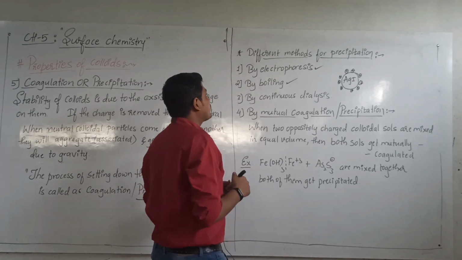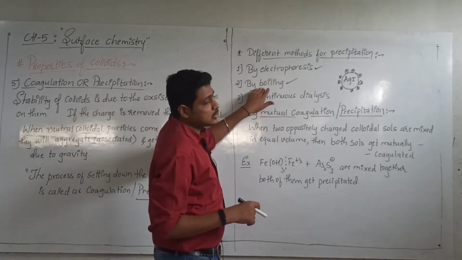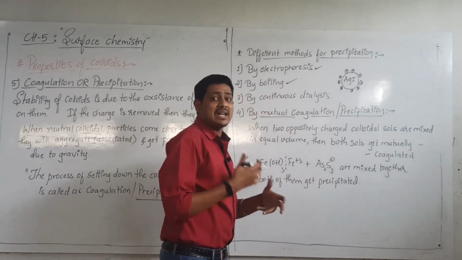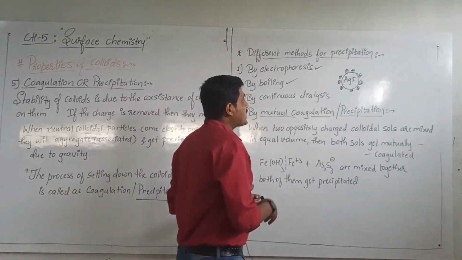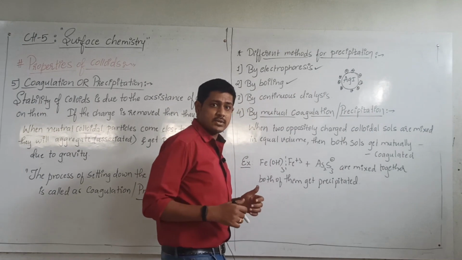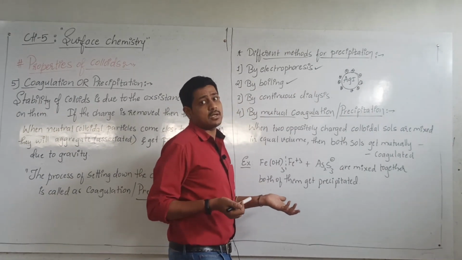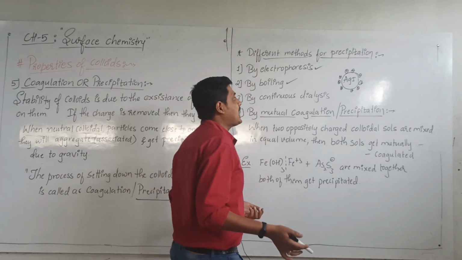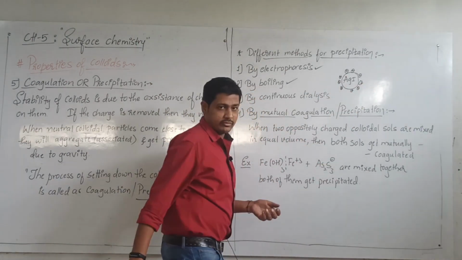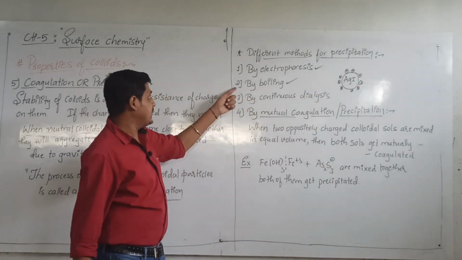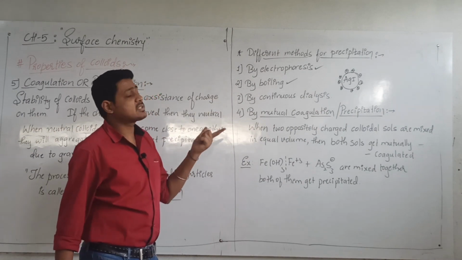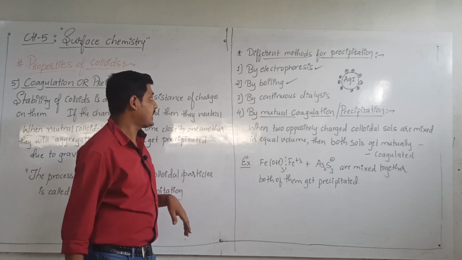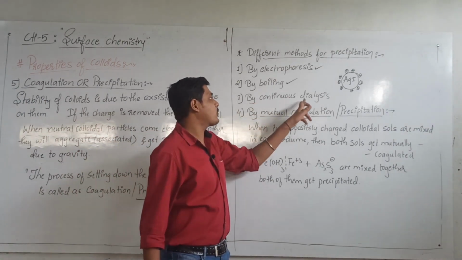The second thing that will happen: when we boil the colloidal solution, the kinetic energy of these colloidal particles will increase. When the kinetic energy increases, they will collide with other colloidal particles, or they might collide with the dispersion medium particles. Then in that collision, the charge will be removed. So by boiling also we can remove the charge present on the colloidal particles.